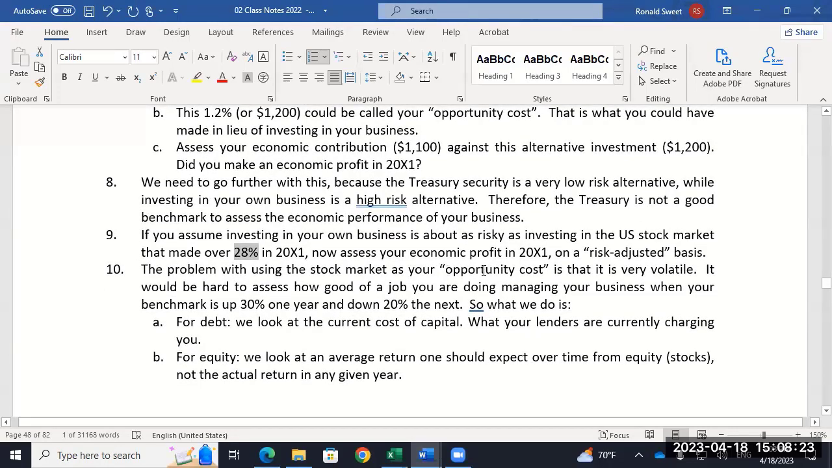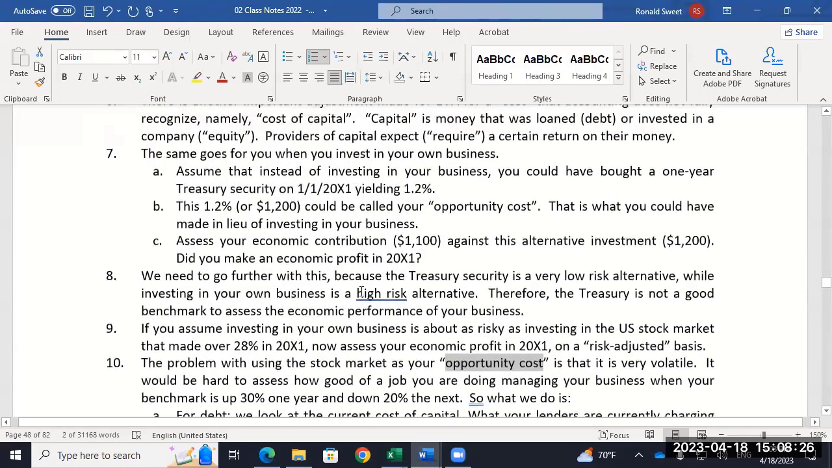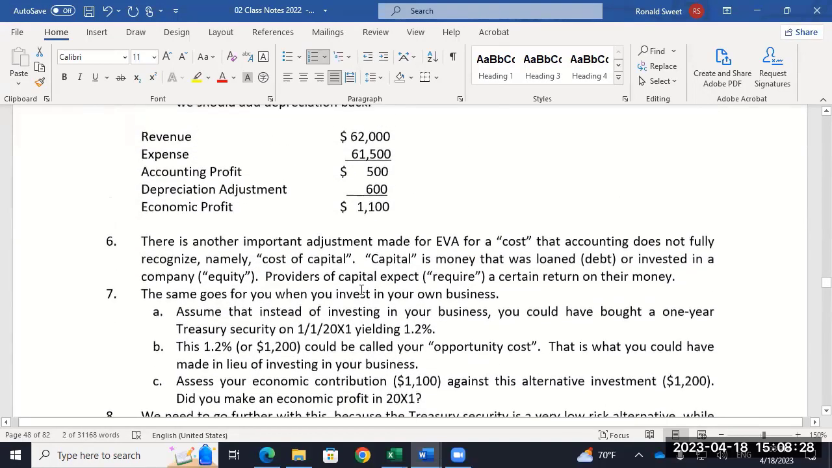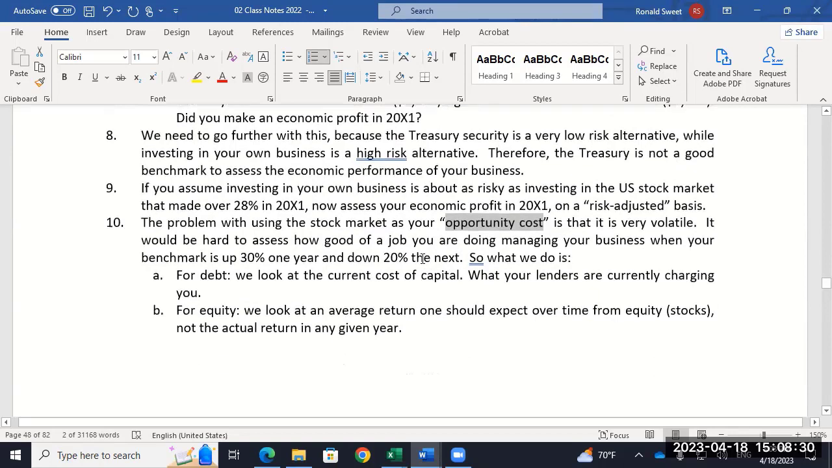So we're trying to figure out the opportunity cost. What could we have done with that $100,000 besides starting the business? And that opportunity cost needs to be risk adjusted. We can't compare to treasuries because treasuries are low risk. The stock market might be comparable, but sometimes the stock market's up 30%, sometimes it's down 30%. So what are we going to do? Well, real simple. Opportunity cost is going to be our weighted average cost of capital, the number we already calculated.